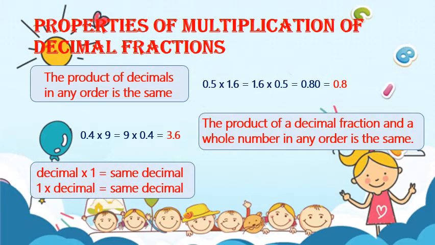The third property is that a decimal fraction multiplied by 1 is equal to the same decimal fraction, and 1 multiplied by a decimal fraction is equal to the same decimal fraction. For example, 0.68 multiplied by 1 is equal to 0.68, and 1 multiplied by 0.75 is equal to 0.75.